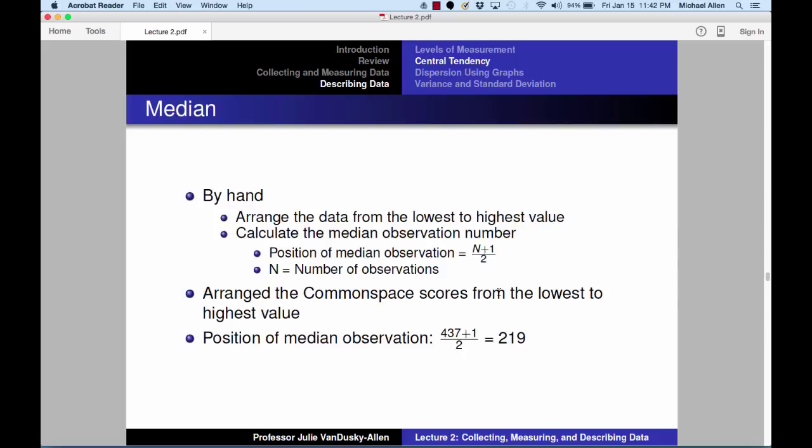In order to find the median by hand, we arrange the data from lowest to highest value. Then we calculate the median observation number. The position of the median is the number of observations plus 1, and that value divided by 2. So I arranged the Commonspace scores from the lowest to highest value. Then I calculated the position of the median observation. We have 437 observations. 437 plus 1 is 438, and 438 divided by 2 is 219. So we should look for observation 219 for our median value.